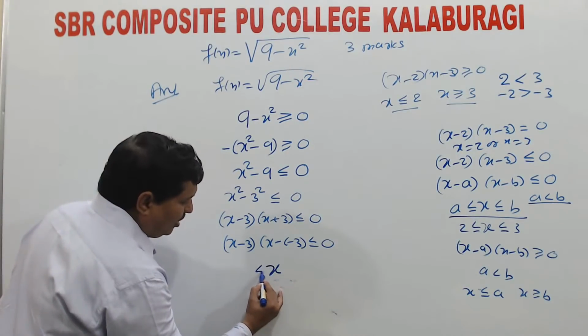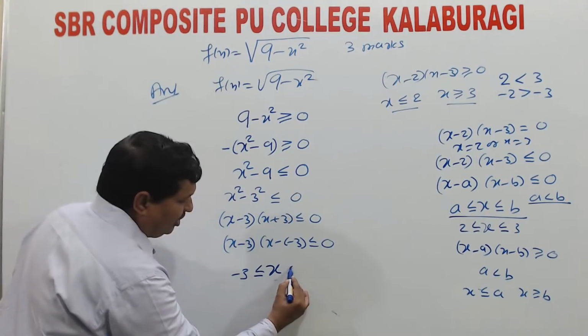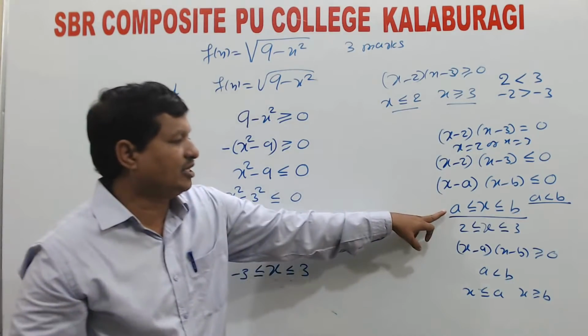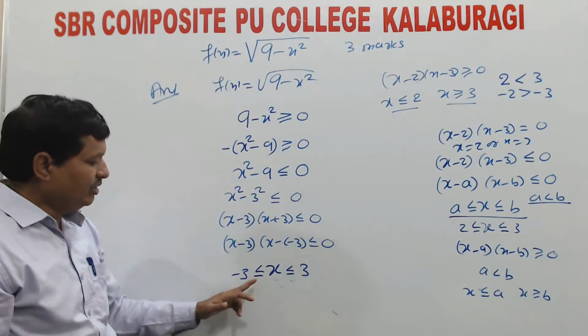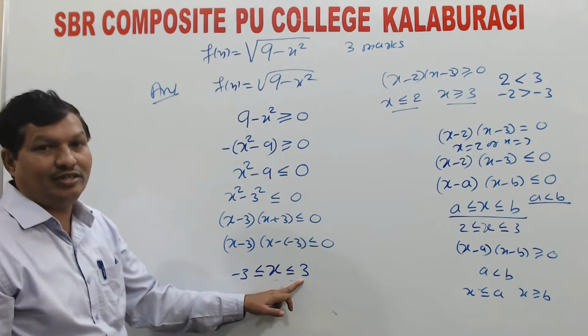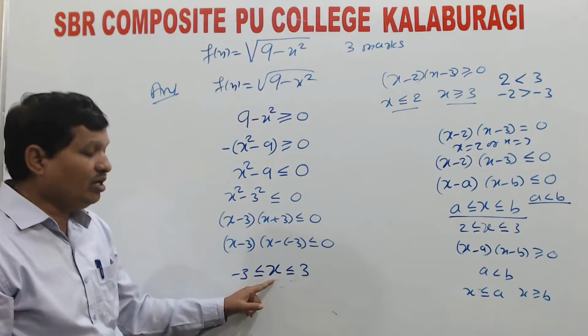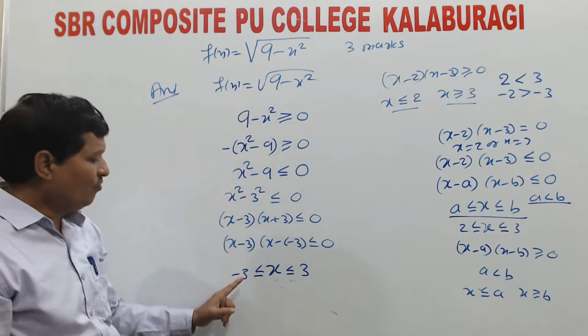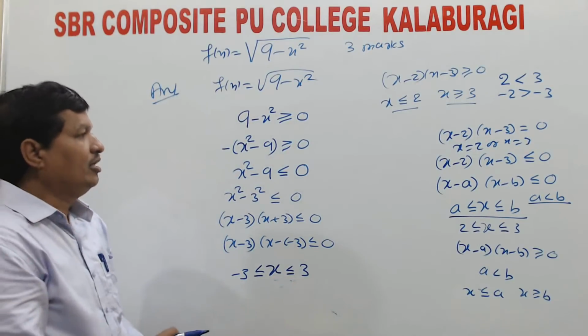X is greater than or equal to minus 3 and less than or equal to plus 3 by using this condition. In the examination you will write by this method. X should lie between minus 3 to plus 3. Therefore, x gives the domain. For how many values of x will f of x exist? From minus 3 to plus 3.